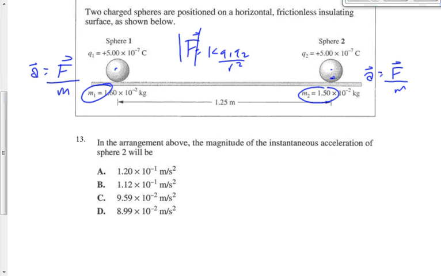Now, we're not asked that question, but we could be sometime. We're asked what is the actual value of that acceleration. Take that force that you just found, divide it by that mass that's given to us there, and when we do that, it works out to be C, 9.59 times 10 to the minus 2.